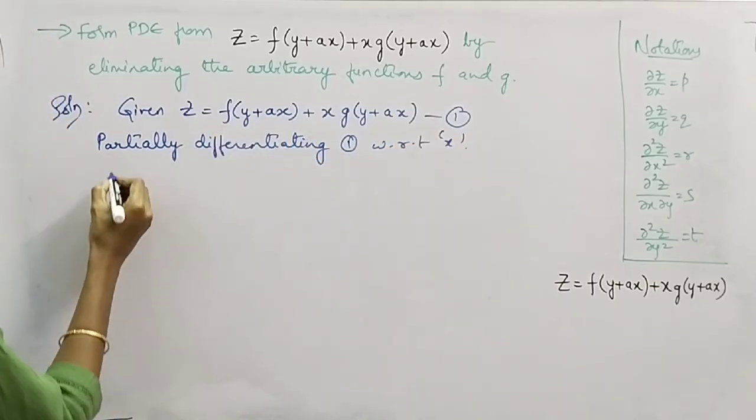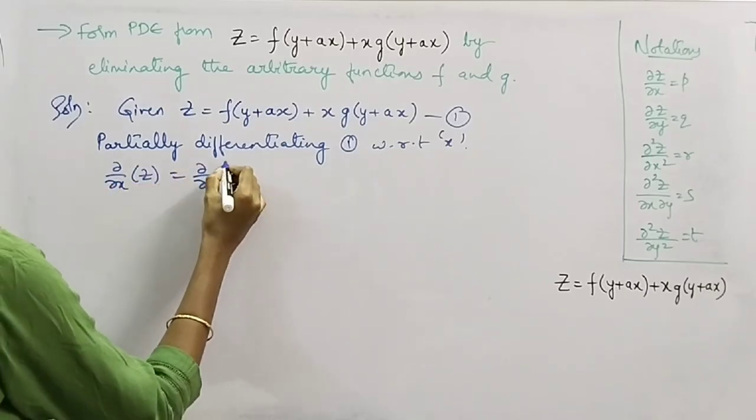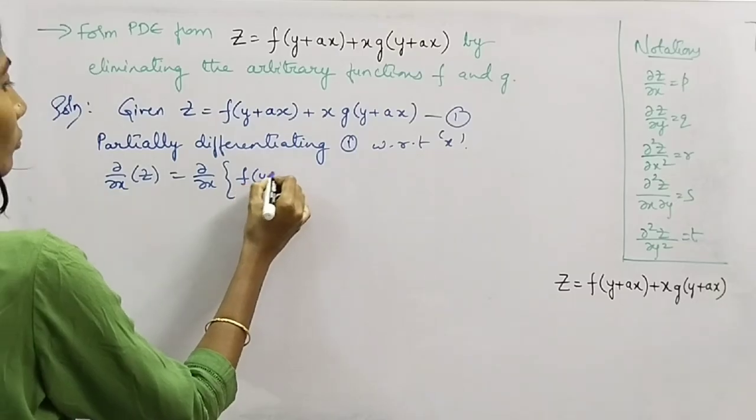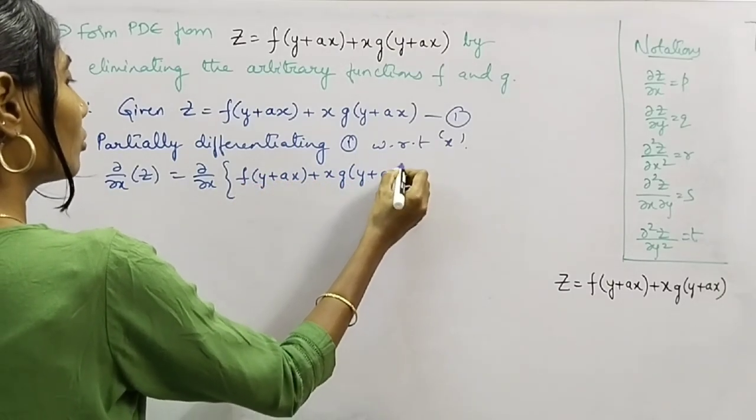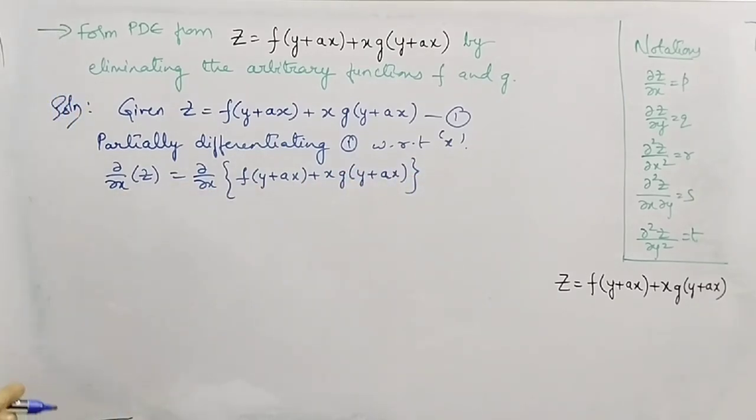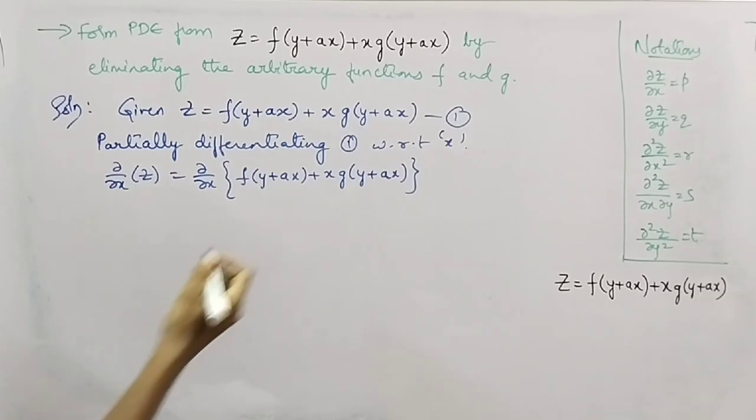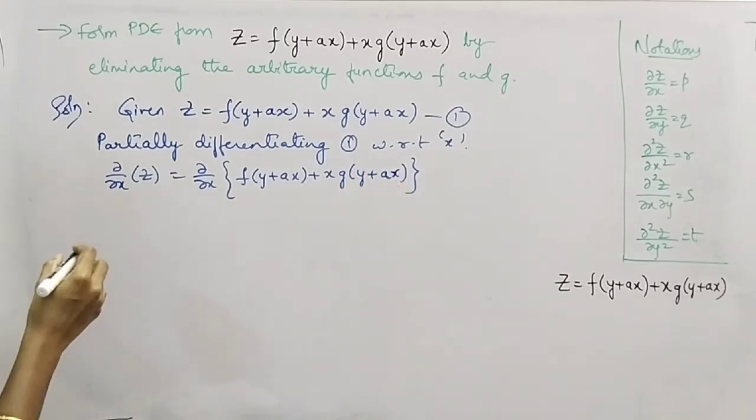Just apply dou by dou x on both sides of the equation. You can just do directly, but it is good to apply both sides. I mean, if you take dou by dou x on both sides of the equation, you can avoid making mistakes. Now we are partially differentiating with respect to x, so we'll treat y as constant.